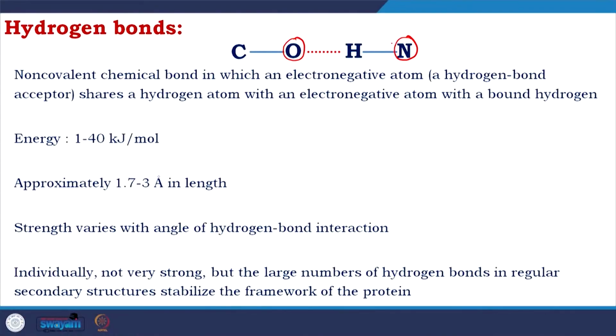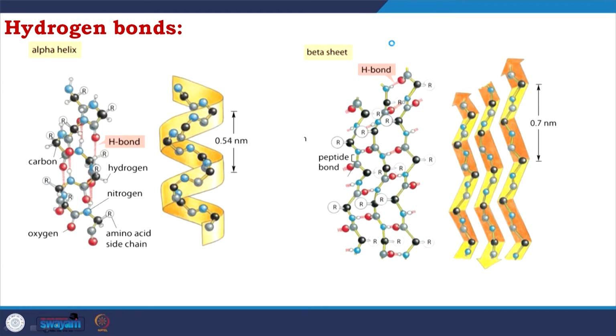And by doing that in a huge number, they help in changing the total conformation of a protein, and that takes the role of a switch on, switch off in protein function, which is extremely critical. Also we talked about how the strength varies with the angle of hydrogen bond formation.